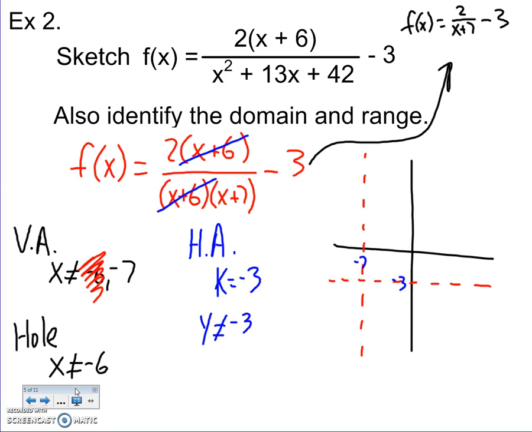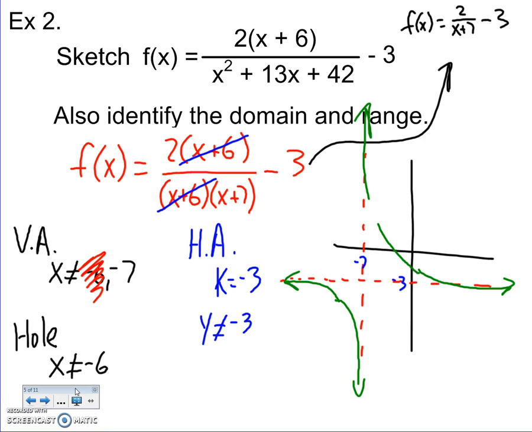a is positive, so it goes on this side. Flattens out over here. It starts going upwards over here. Down here, flattens out. There's my graph. Extend this if you want. And there's a hole, so wherever x is negative 6, put an open circle there. So I'll say negative 6 is right here, so I'll put an open circle right there.